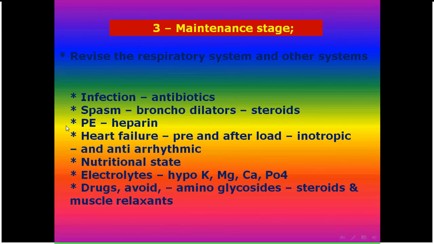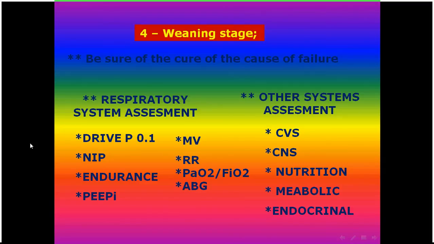Keep in mind steroids, pulmonary embolization, heparin, and heart failure; you have to treat them, for example with afterload reduction or inotropes. Nutritional tests should consider electrolyte corrections like hypomagnesemia, hypokalemia, hypocalcemia, and hypophosphatemia. Drugs to avoid are aminoglycosides, steroids, and muscle relaxants. Keep in mind this is the maintenance stage, and after that comes the weaning stage, where you have to prepare the patient to liberate him. This is not the topic of today.